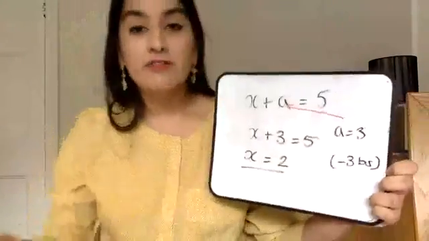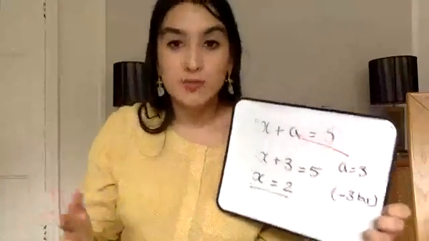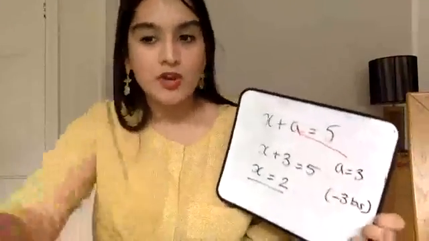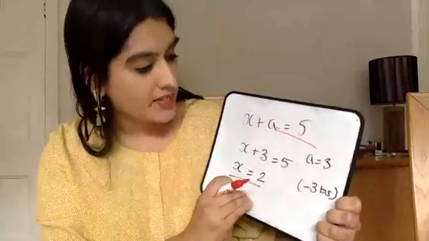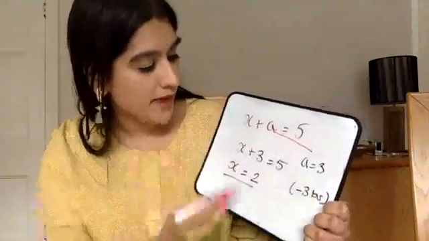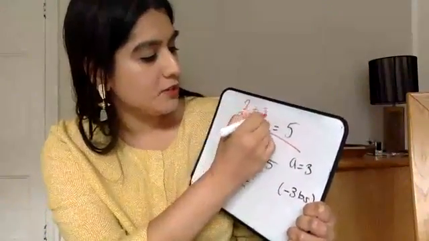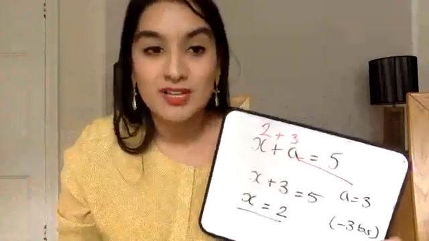And then if you have time, let's say you're just doing this for practice to begin with, and you have time to double check your answer, you can substitute both x is equal to 2 and a is equal to 3 back in here. I have 2 plus 3, and we know that 2 plus 3 is equal to 5. Okay, cool. All right, so we've covered quite a lot.